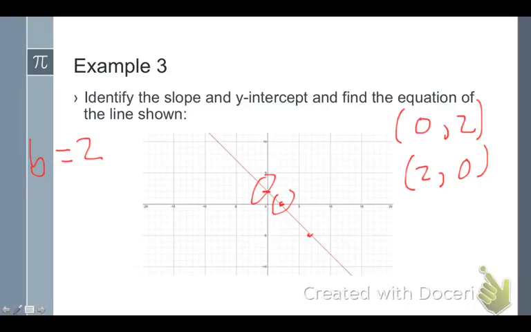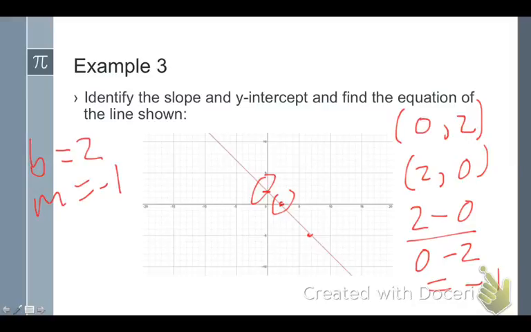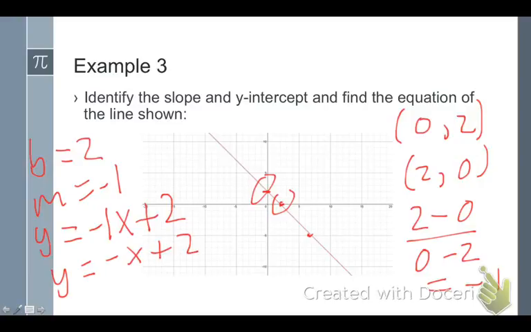That's at 2, 0, so I can see that my change in y is 2 minus 0, and my change in x is 0 minus 2, so I get a -1 for a slope. So my slope is -1, and I plug those into y equals mx plus b. I get y equals -1 because it's times x, and you don't have to write the 1. We often just write -x there. That's a case where an unwritten number is understood to be 1, plus 2. So typically you would see this in a textbook as y equals -x plus 2.